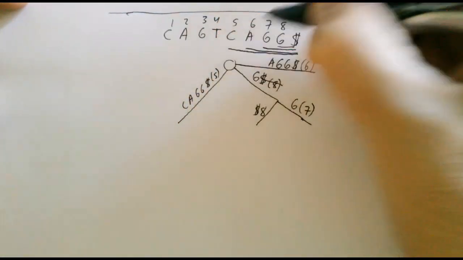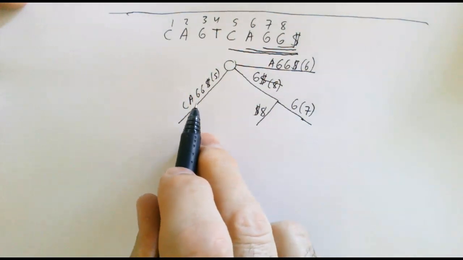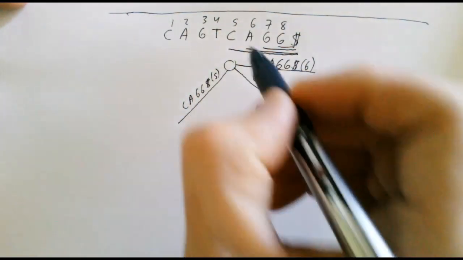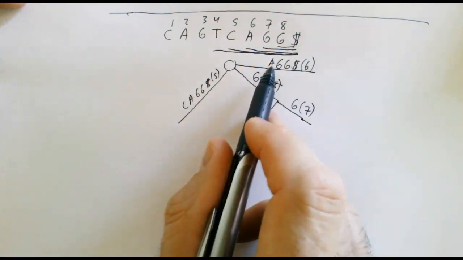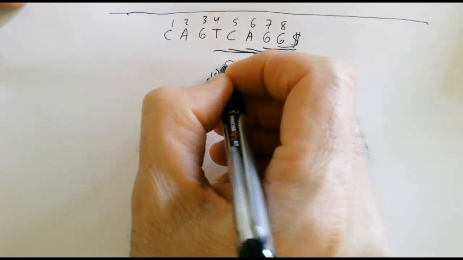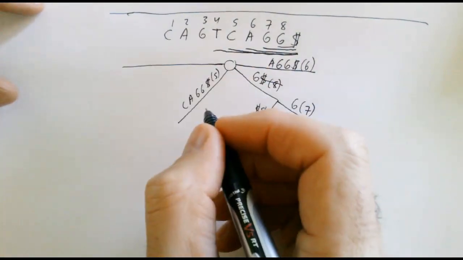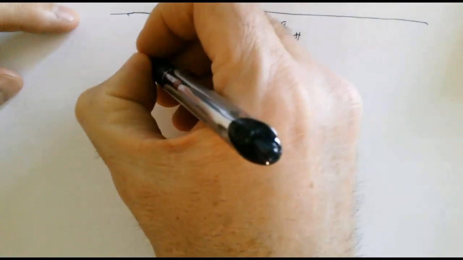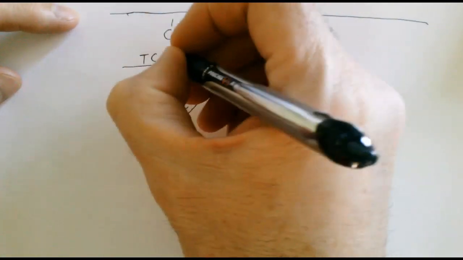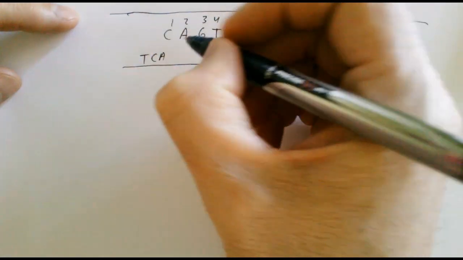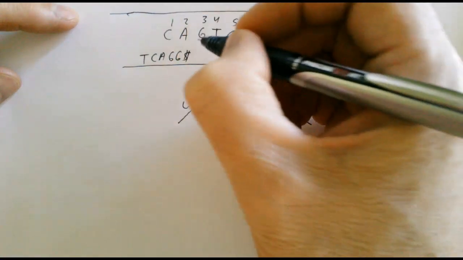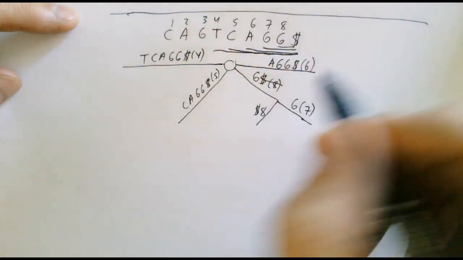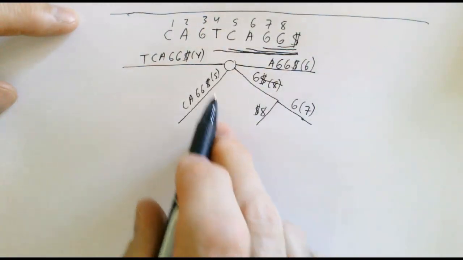I just do the 5 right there to keep myself in order. And then we go to the next one. Do we have a T branch? And the answer is no. We have an A and a G and a C, but we don't have a T branch. So let's put that one out here. And that's going to be T, C, A, G, G, $, and that's going to be our 4th index. And so far we're kind of rolling.